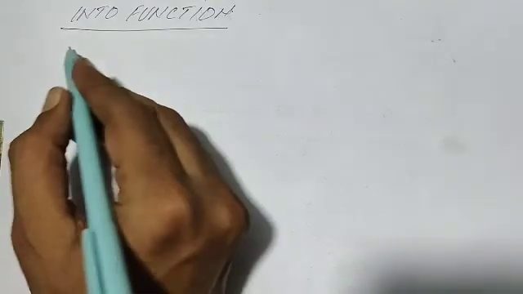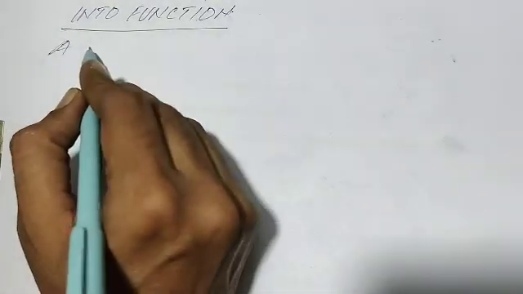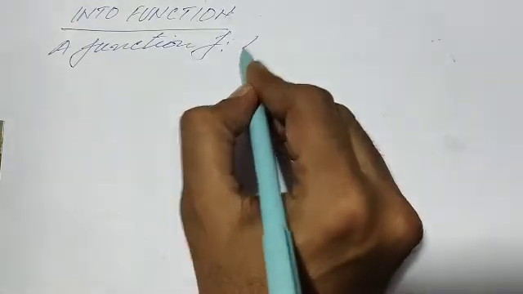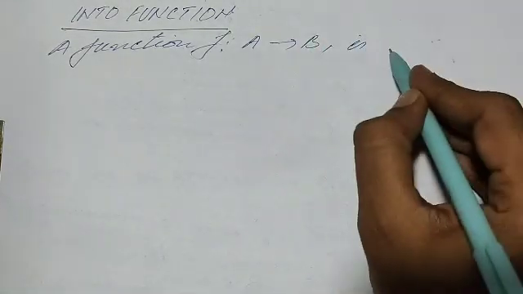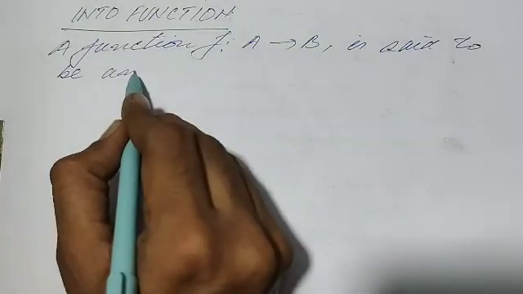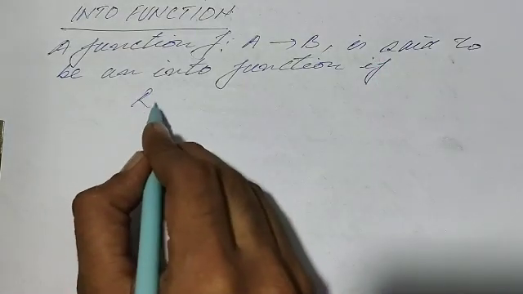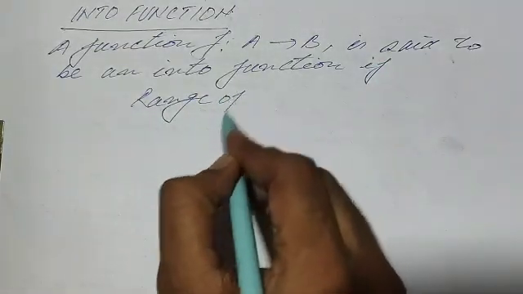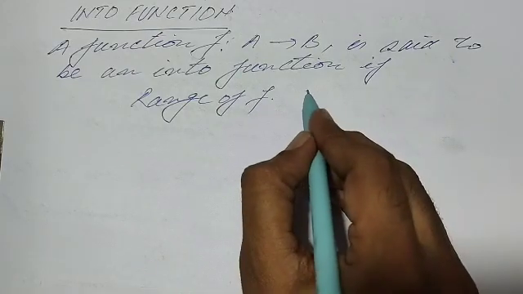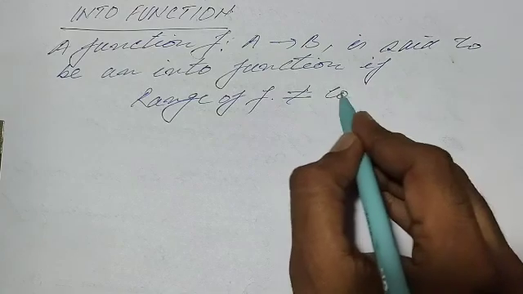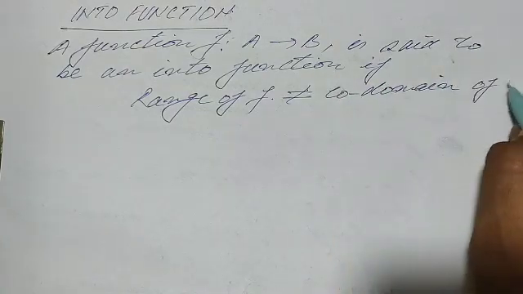Now let us talk about into function, which is very easy to understand because the simplest definition of into function is a function which is not an onto function. But if we want to define this, we say a function f from A to B is said to be an into function if the range of f is not equal to the codomain of f.